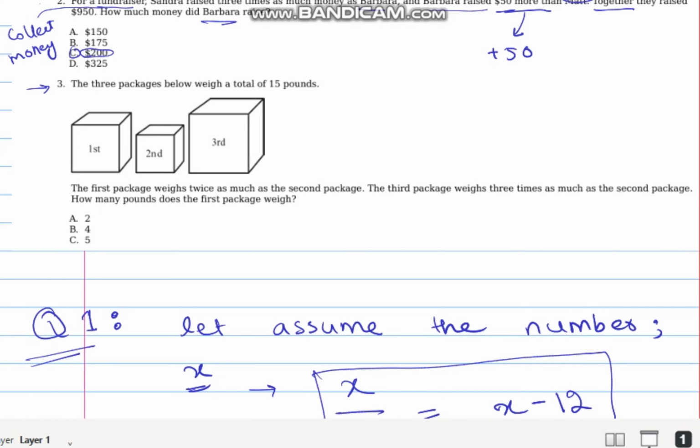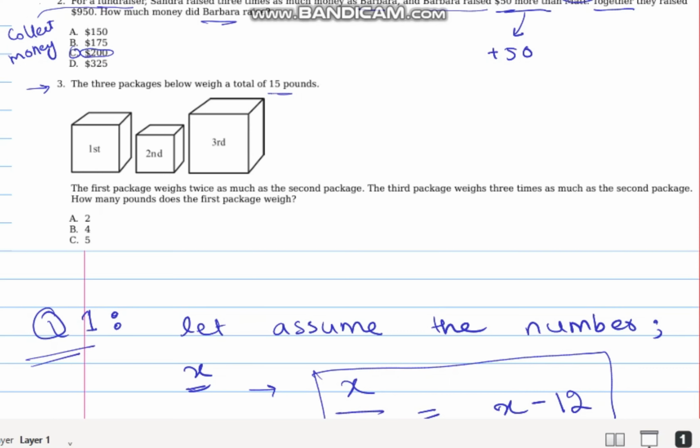So this question is also very easy, just like the question we solved before. The methodology is the same. We have to add some values, and the total is also given. At the end we will make the equation and set those values equal to 15, because it is the total value given to us. Three packages below weigh a total of 15.